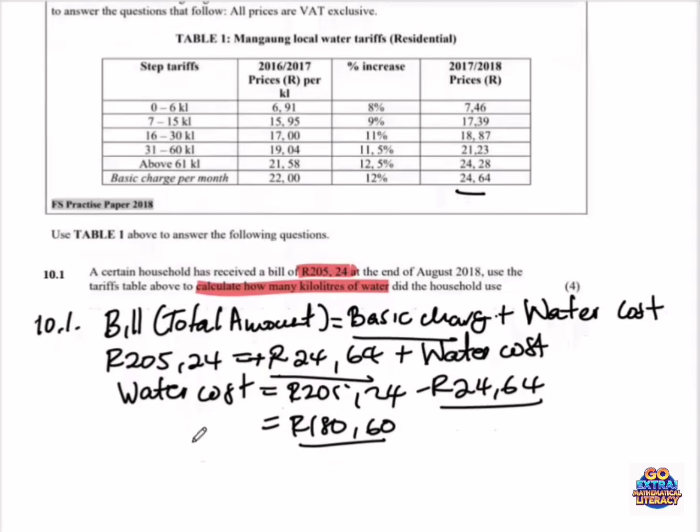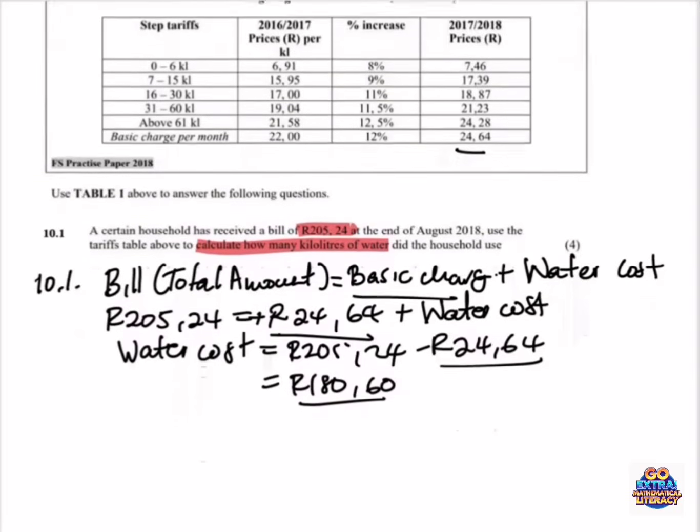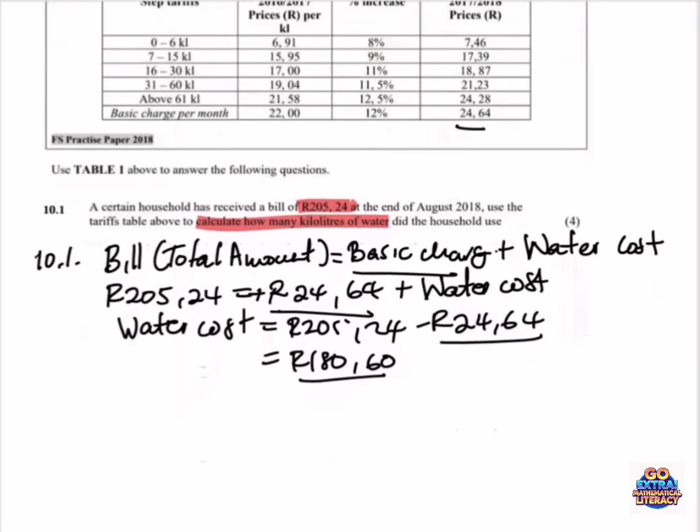So now what we're going to do, we're going to try to compare this and look for the kiloliters that we use for this 180. Now we're going to look at the first block here. So what are we going to do? We're going to calculate the cost of the first block. So we're going to look at block number 1. On block number 1.